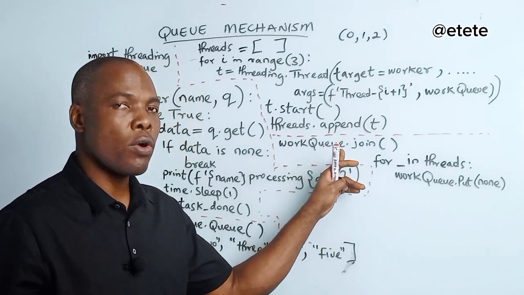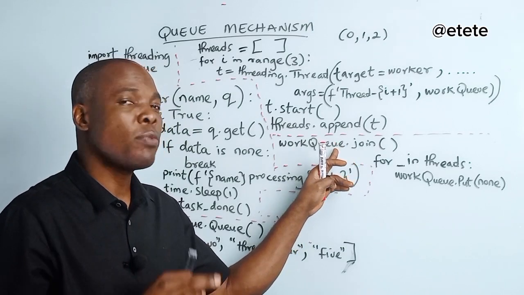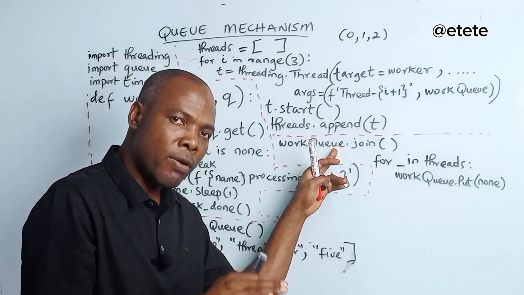This instruction was for the main thread to wait for all of them to perform their task. Thread one will perform the task.